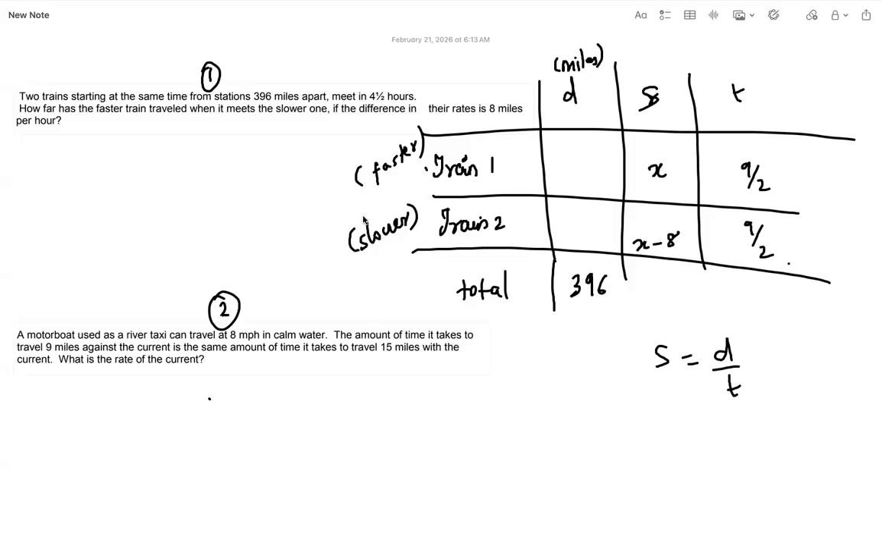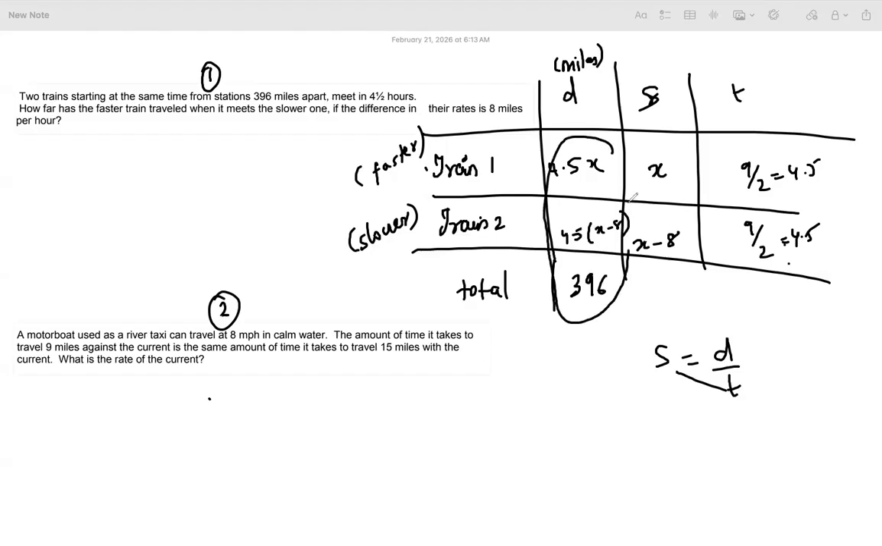Okay, the distance will be equal to speed times time, right? So this is 4.5, I'm getting. So this is distance, how will you find it? Speed times time, right? So 4.5x. I know where you made the mistake. 4.5 times x minus 8, right, Akshada? So the total of this one is the equation. Wherever you can frame an equation, this is where you can frame it. So 4.5x plus 4.5 times x minus 8 will be equal to 396.